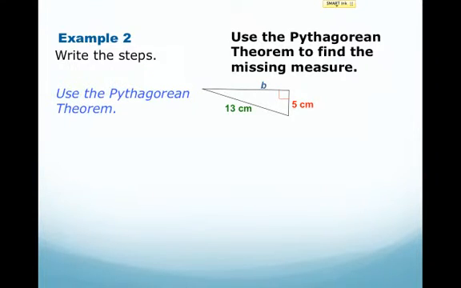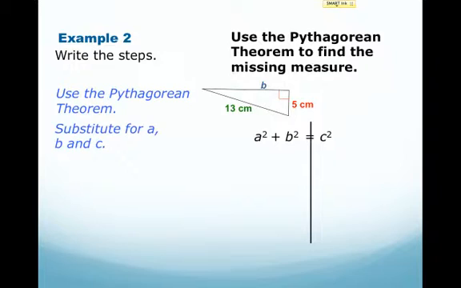We solve this again using the Pythagorean Theorem, which is a squared plus b squared equals c squared. And then I substitute in a, b, and c. So remember, a and b are the legs. So a is going to be 5, b is what we're trying to solve for, and of course the hypotenuse is c. So c is 13. So when I plug those in, I get 5 squared plus b squared equals 13 squared.